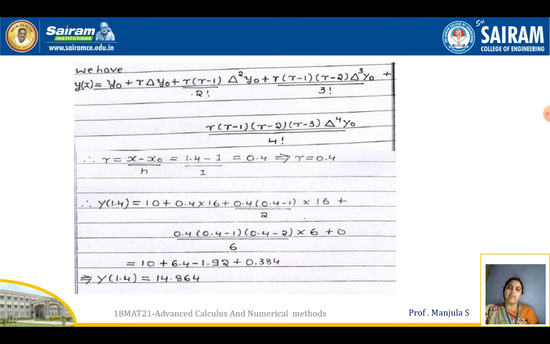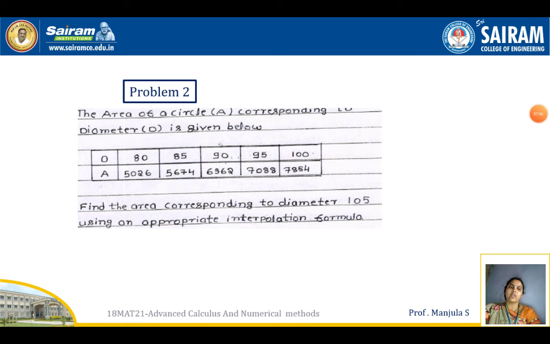Now all the values are available from the table. So all these values you just substitute. In place of r you just substitute 0.4. On simplification we are getting the value of y at x equals 1.4 as 14.864. This is our required solution. Now we'll see the next problem.